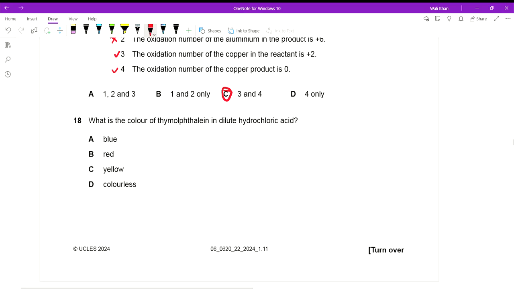What is the color of thymolphthalein in dilute hydrochloric acid? In dilute hydrochloric acid, it is colorless, no color.